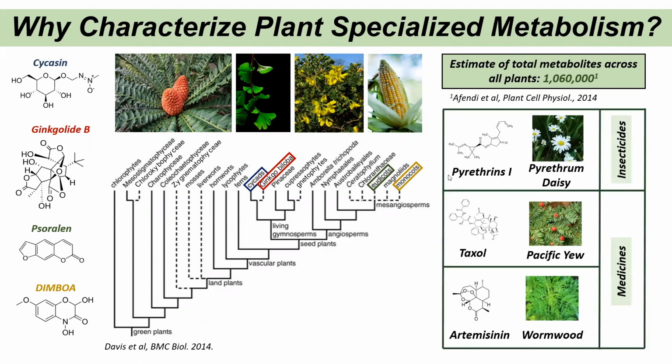And many of these metabolites have been studied and been found to have useful purposes for humankind, such as pyrethrins, which are potent insecticides. Many specialized metabolites have good medicinal properties, or are potent medicines, such as Taxol and artemisinin, and they've been used for medicinal purposes sometimes since ancient times, and are still used clinically today.